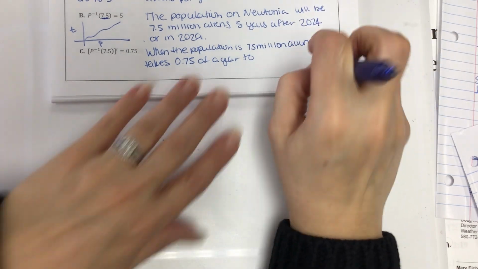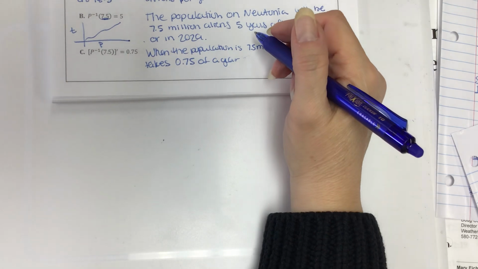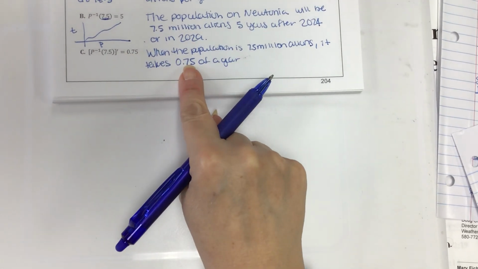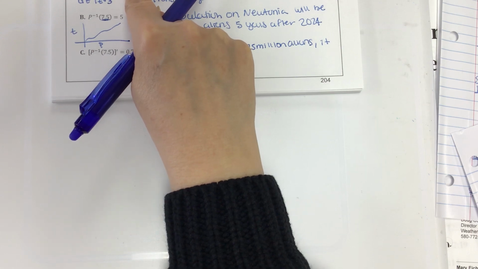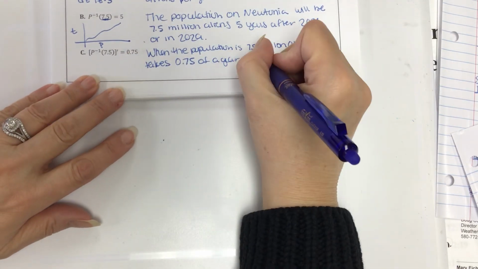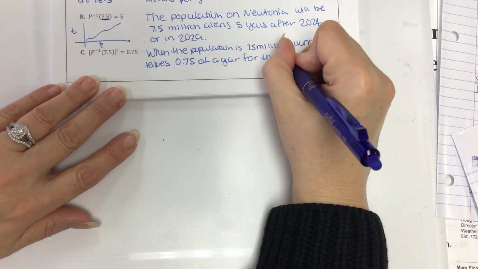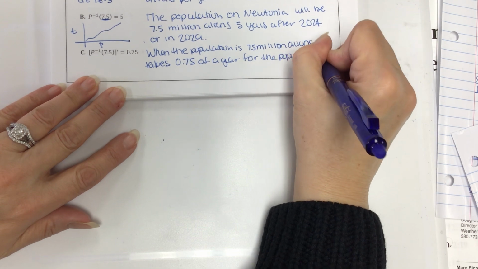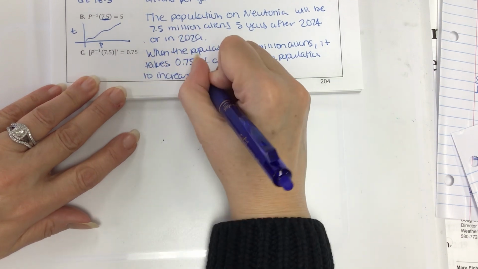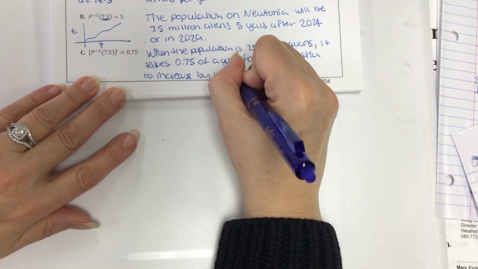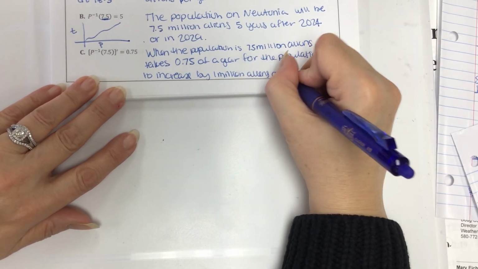For the population to increase by what? 3/4. The 3/4 is the year. It'd be a million. Right, a million aliens. 3/4 of a year for the population to increase by 1 million aliens. And specifically on Newtonia.